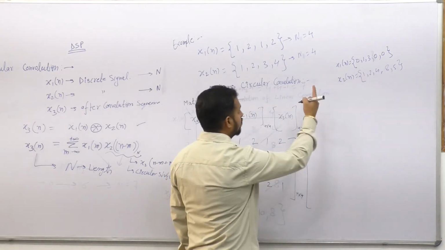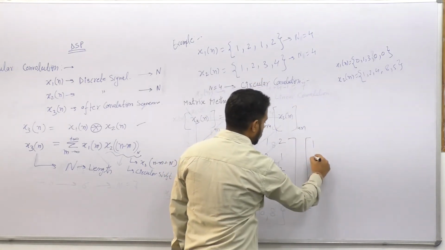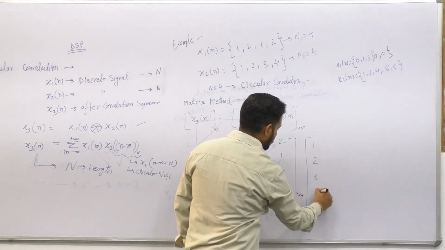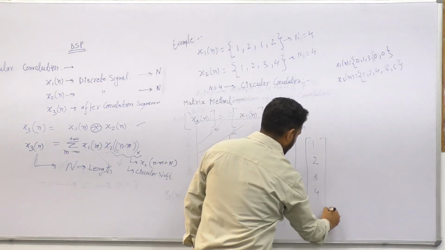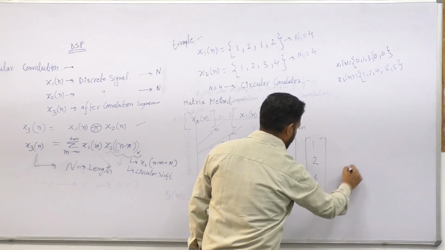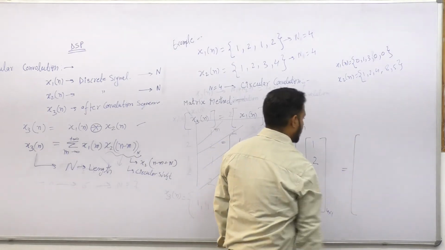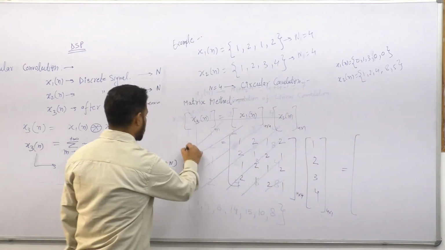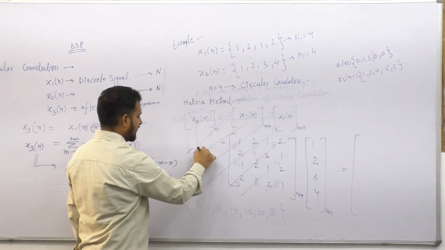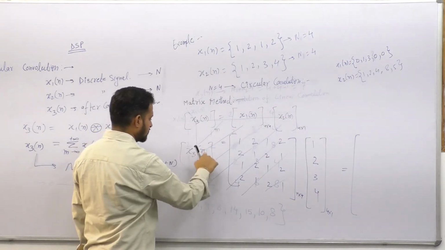And what is the value for x2[n]? 1 2 3 4, a 4 by 1 matrix. And we are aware the final value will come in terms of 4 by 1. So x3[n] in terms of matrix.